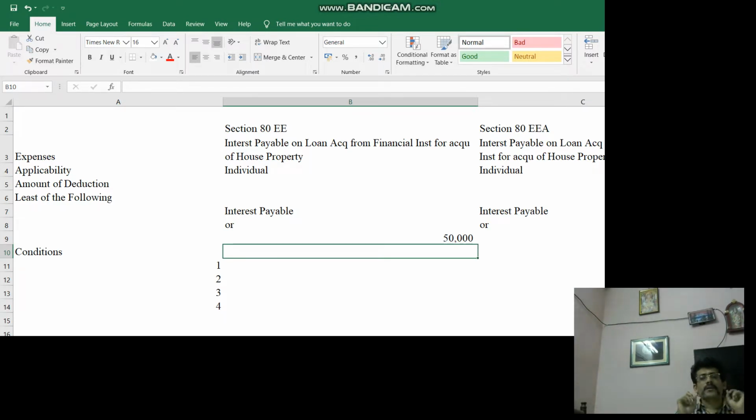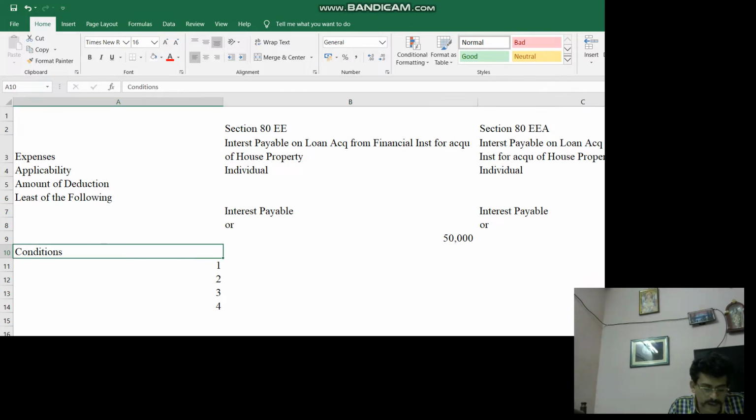Again, loan is borrowed for the purpose of acquisition of a house property from a financial institution. 50,000 in the case of 80EE. 1,50,000 in the case of 80EEA. Now the important question is when 80EE, when 80EEA.